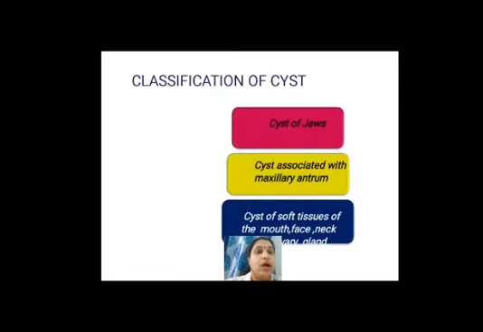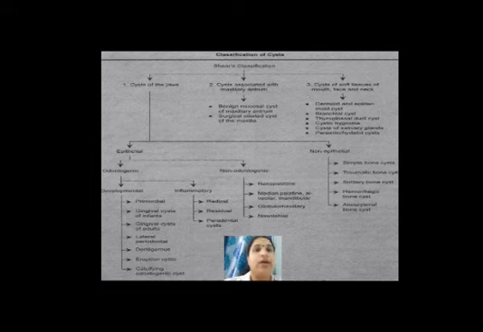Cysts of the oral and maxillofacial region can be classified as cysts of the jaws, cysts associated with the maxillary antrum, and cysts of soft tissues of the mouth, face, neck and salivary gland. Cysts of the jaws can be epithelium-lined or non-epithelial. Epithelium-lined cysts can again be either odontogenic or non-odontogenic. An odontogenic cyst can again be developmental or inflammatory.